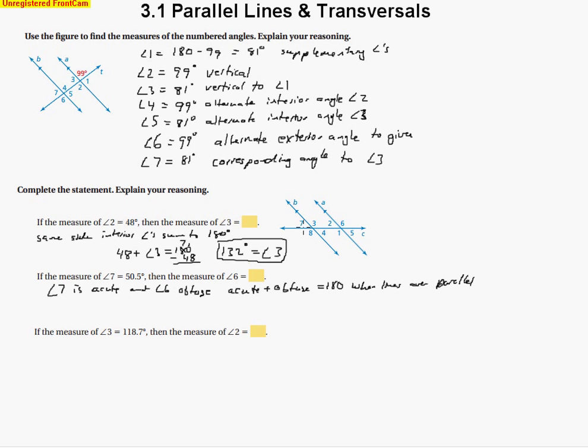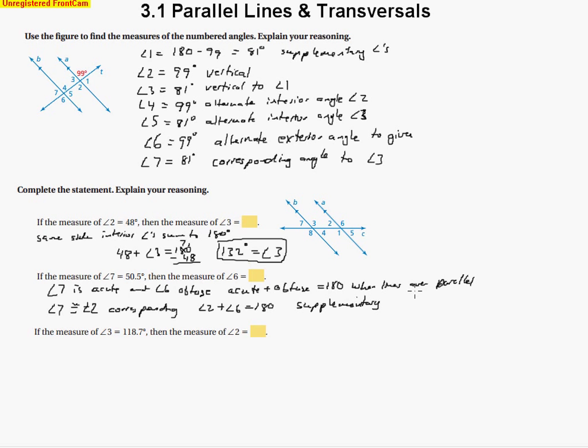So we could also prove that by saying, well, 7 is corresponding to 2, and 2 and 6 are supplementary angles, so we just have to subtract, and that's what I'm going to do here. So that was another way we could say it. Angle 7 is equal to angle 2, because they are corresponding, and angle 2 and angle 6 add to make 180 degrees because they are supplementary. So there's lots of ways to specify what angles are, and those are just one of them.